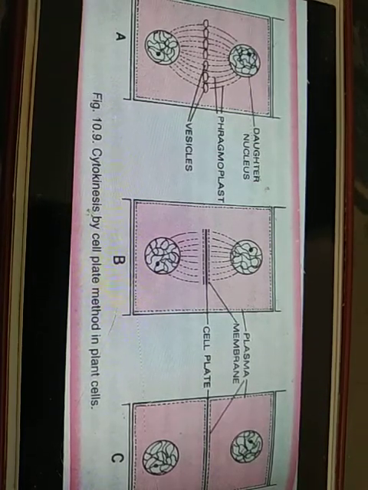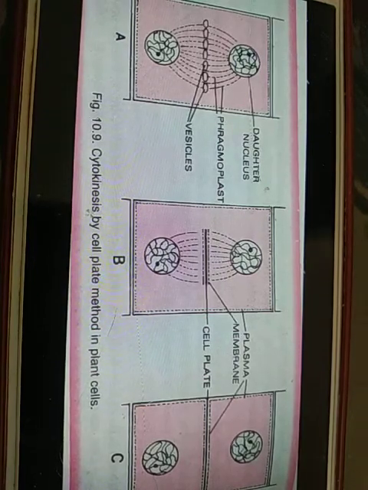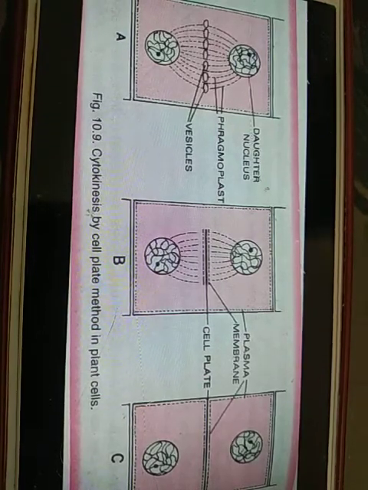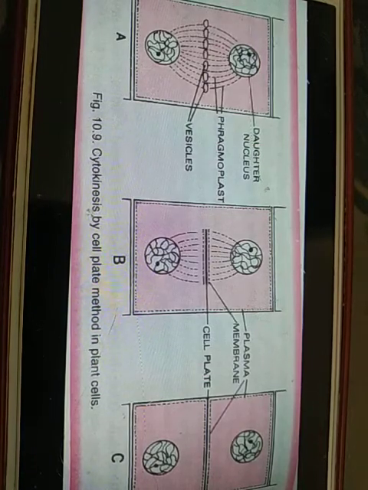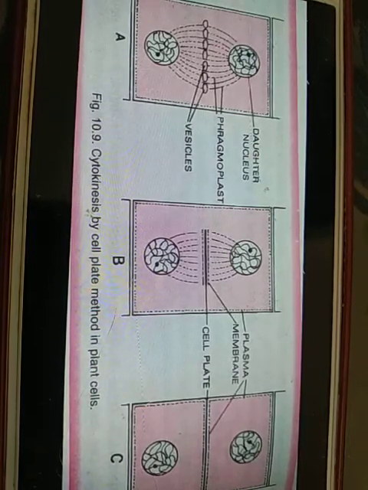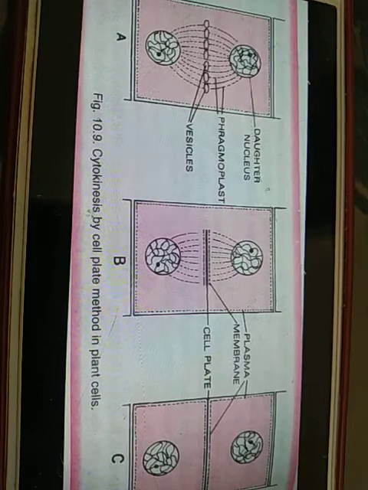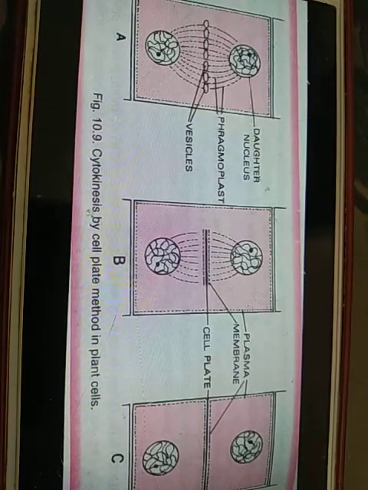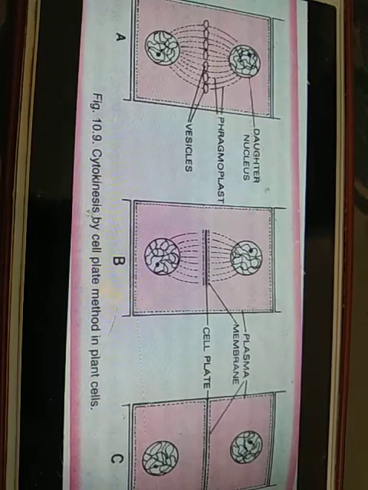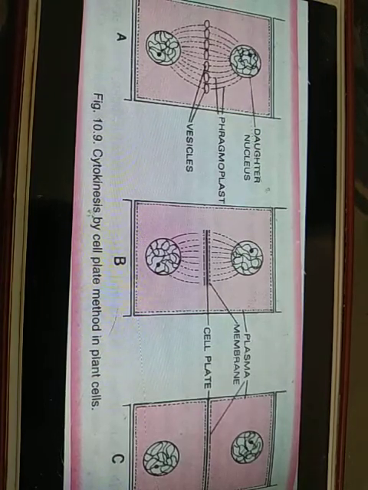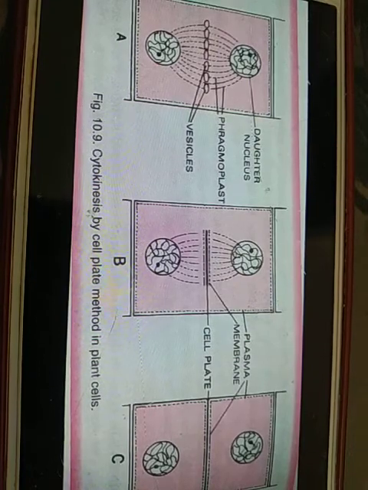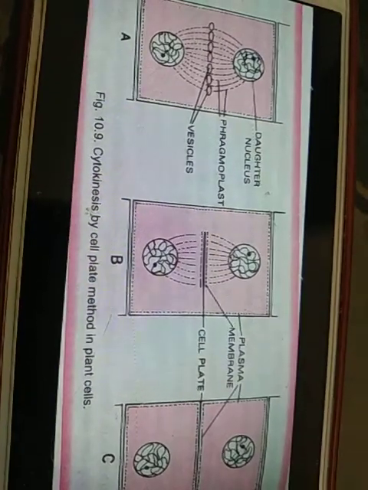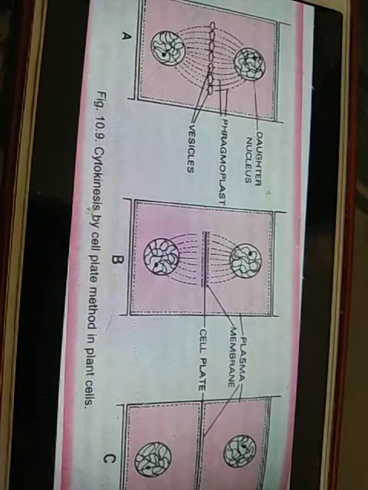It grows centrifugally and comes in contact with the lateral wall of the parent cell. With the formation of the cell plate, the spindle or phragmoplast disappears. The daughter protoplasts deposit cellulose, hemicellulose and pectin on either side of the cell plate. They form the primary wall. Now we'll discuss the significance of mitosis.